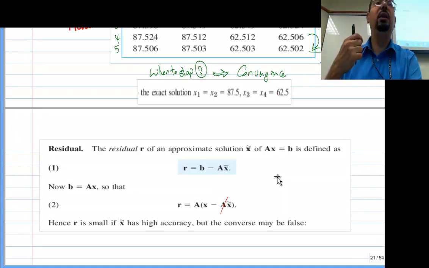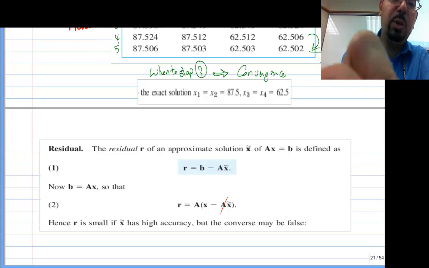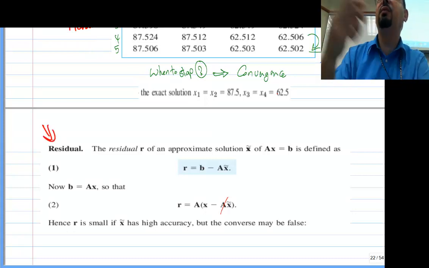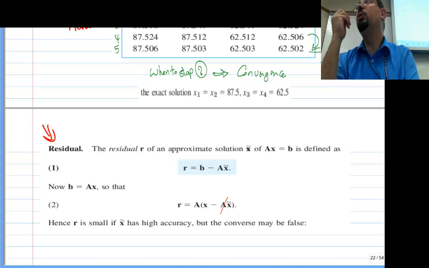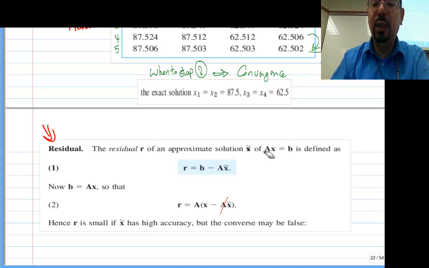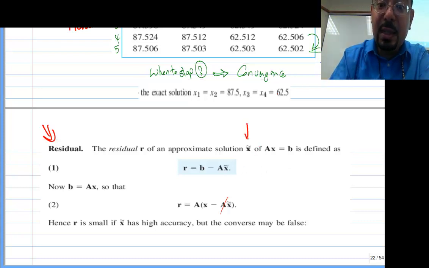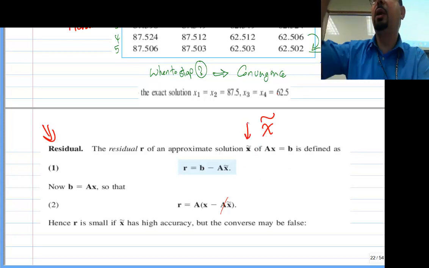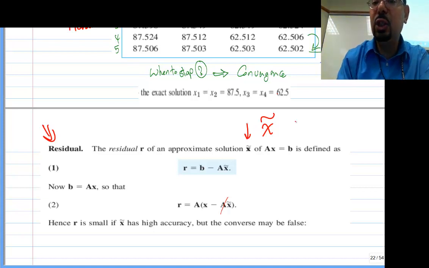So this is given over there commercially in terms of the residual. It gives you how small the residual should be. What's the residual? Well, remember, we are solving Ax equals b. When it plugs in for x, that x has a wiggly thing on top of it. That is the solution after i iterations.